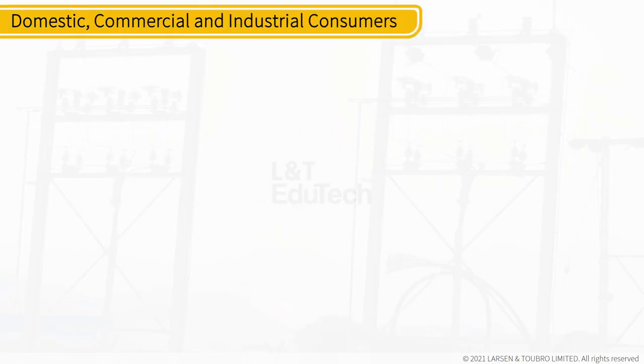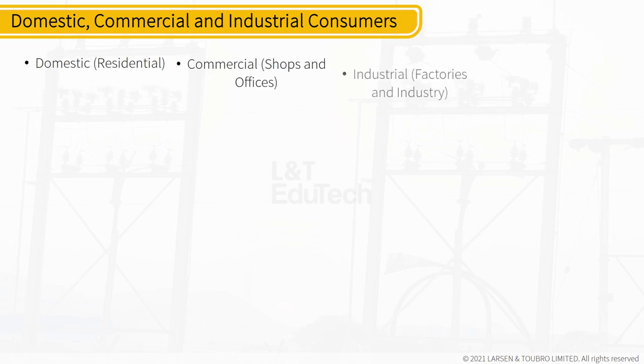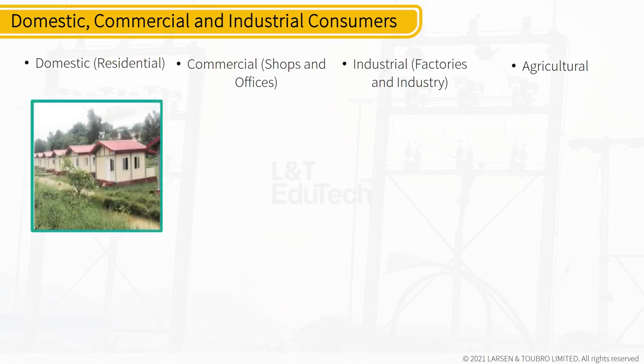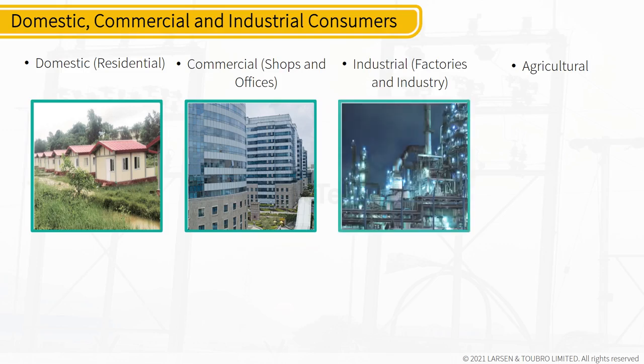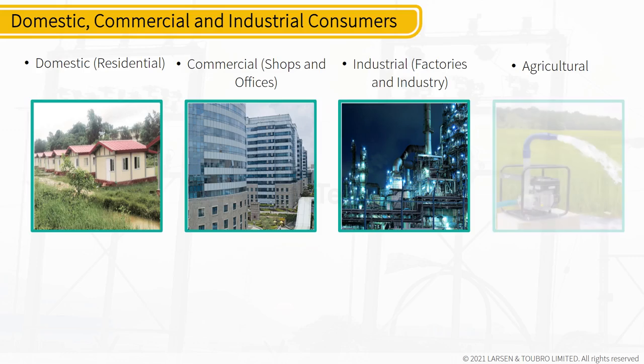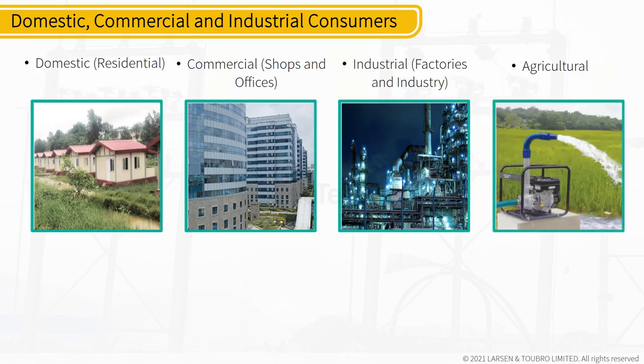Let's look at the different types of consumers such as domestic, commercial, industrial and agricultural consumers. The first photograph depicts the domestic consumer. The second photograph shows the commercial consumer, that is, shops and offices. The third one depicts the industrial consumer, that is, factories and industries. The last one shows the agricultural connections.